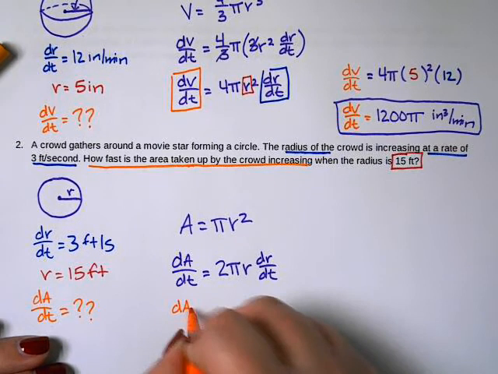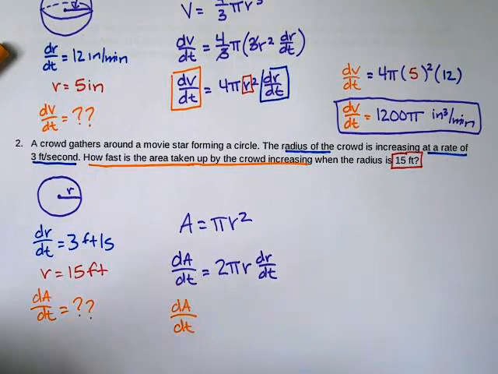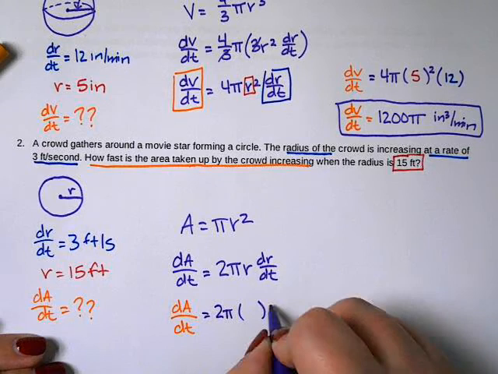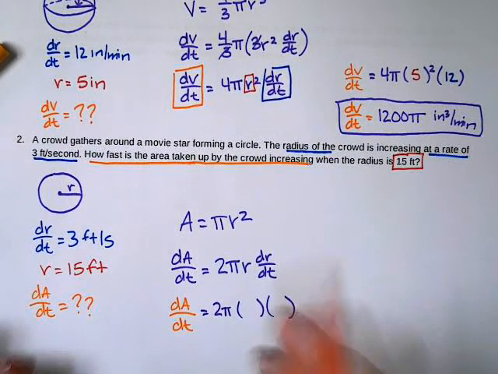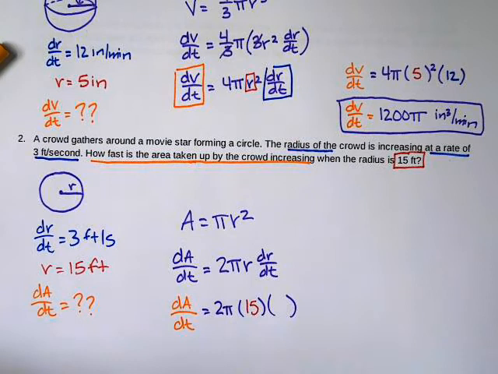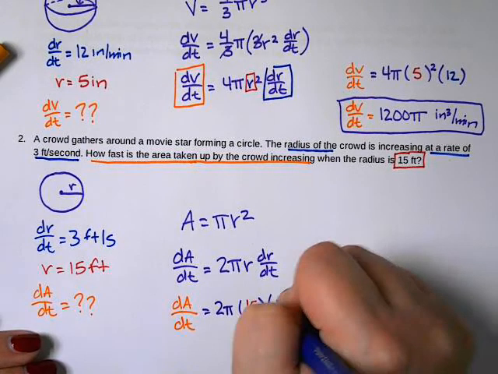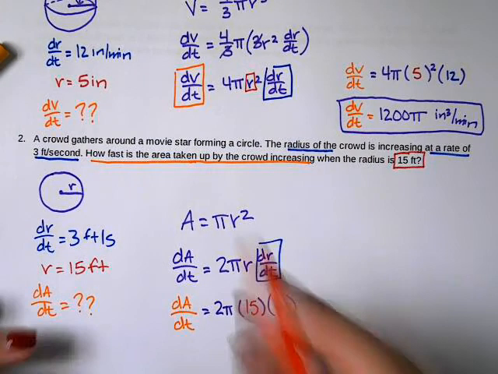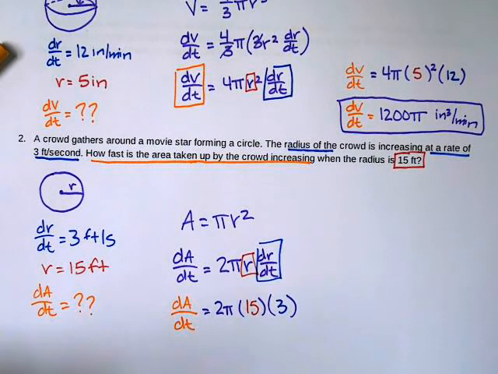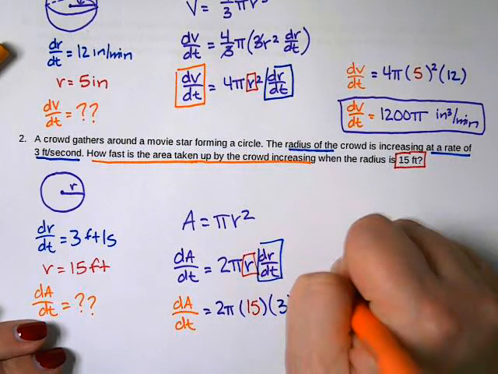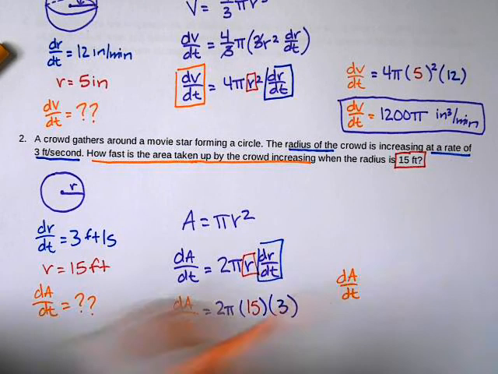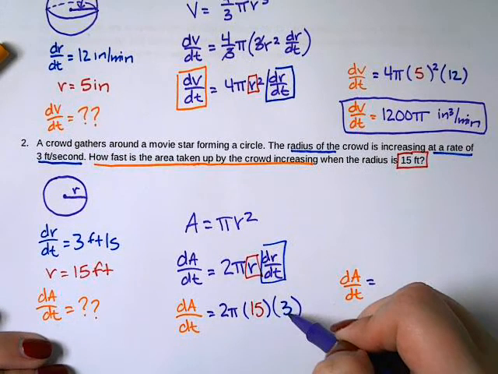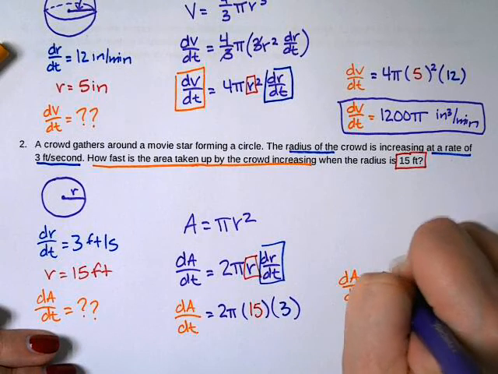So the rate at which the area is changing is equal to 2 pi times the radius, which is 15, times the rate at which the radius is changing, which is 3. So all I'm doing is plugging in the values that I was already given. So now I can simplify that. So I get that dA/dt is equal to, let's see, 2 times 15 is 30, times 3 is 90, so I get 90 pi.